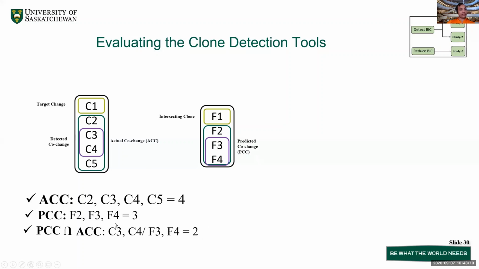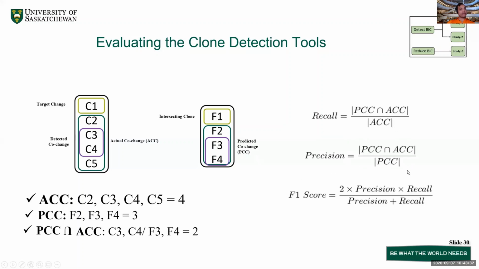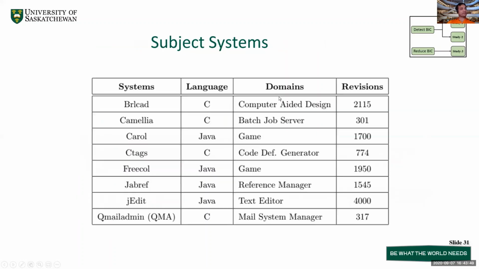That means our actual co-changes are 4. I have predicted 3, and among these 3, 2 are correct. From this value, we can determine the recall, precision, and F1 score. By calculating similar values for all the changes in all the subject systems in this study, I have finally evaluated the clone detection tools.